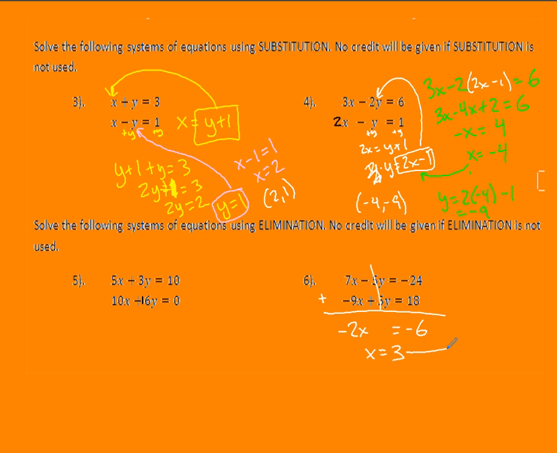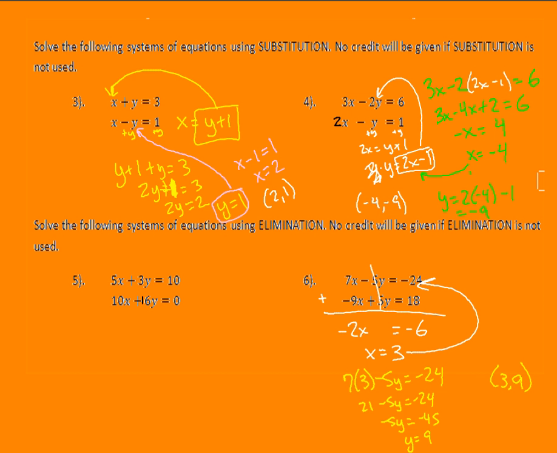Then again, you can go and plug back in. Doesn't matter which equation you plug into. I'll say the top one just because, and I'll plug in that x value. And now I will solve. So I get 21 minus 5y equals -24. -5y is going to equal -45. So y is going to equal 9. So your answer is 3, 9 for that one.